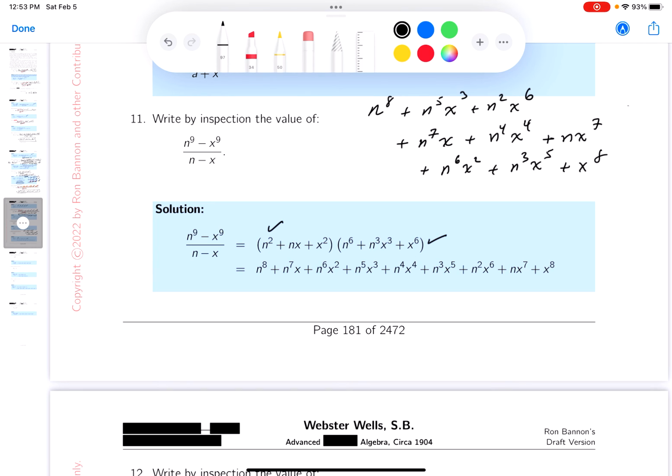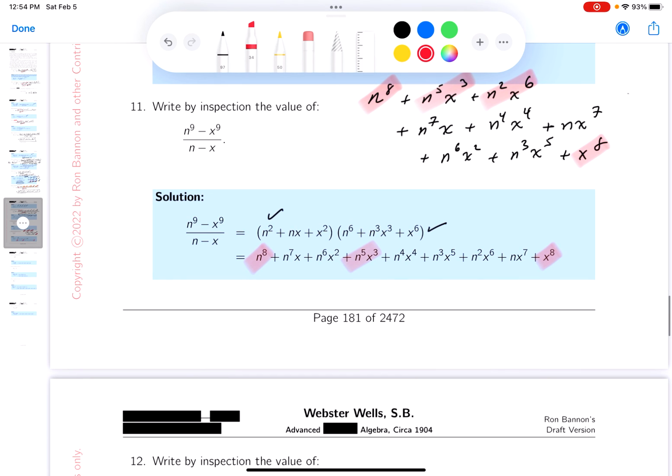Now, of course, I'm not going to start rearranging things on you, but I want to go through it to make sure you know I got all the terms I expected to get. n^8, x^8, no surprise there. Did I get n^5x cubed? Yes. Did I get n squared x^6? Yes. Did I get n^7x? Yes. Did I get n^4x^4? Yes. Did I get nx^7? Yes. Did I get n^6x squared? Yes. Did I get n cubed x^5? Yes.